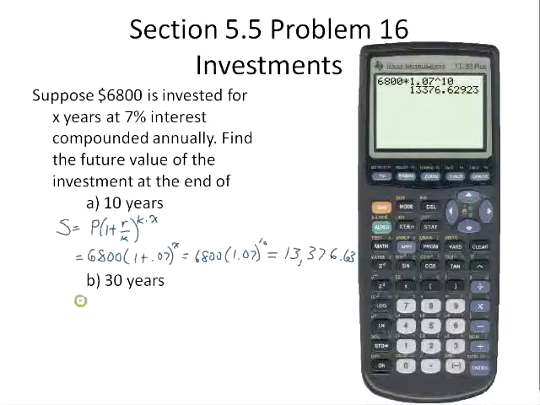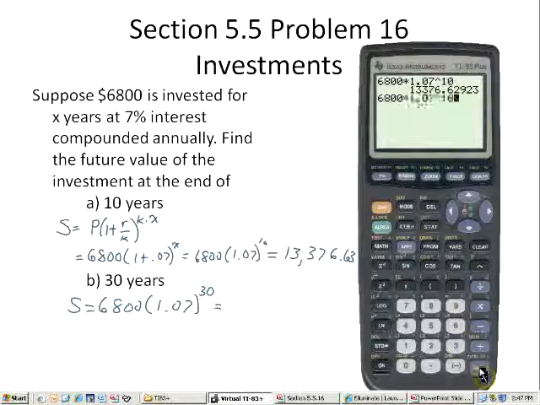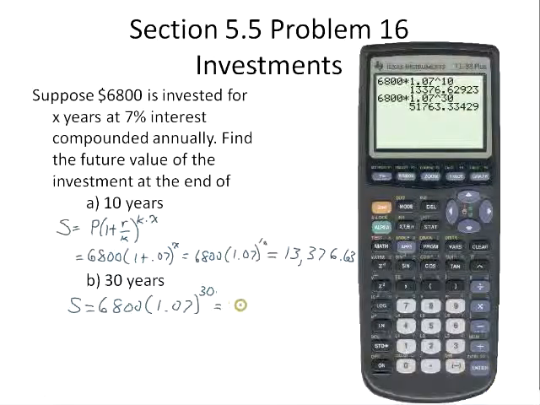For part B, using the same formula, we're going to have S equal to 6,800 times 1.07, but this time our X value is equal to 30. Rather than doing it from scratch, I'm going to do second entry, back up, and change that to a 30. Enter, and the answer for this one is $51,763 and about 33 cents. So these are the two answers to my slightly different problem number 16.